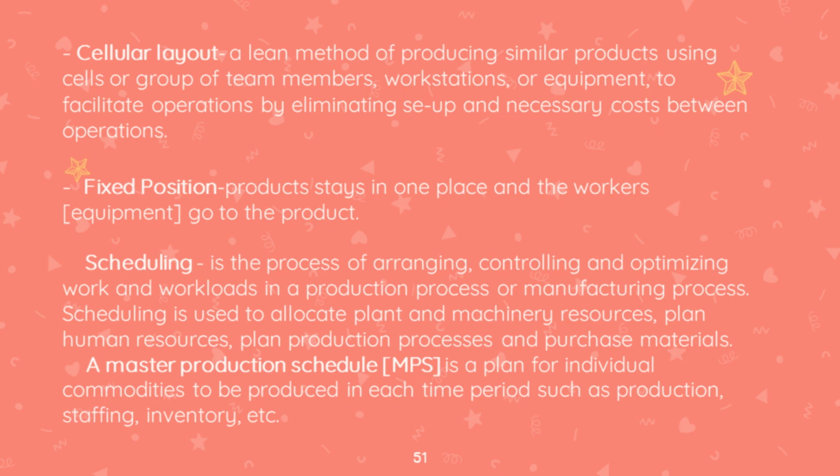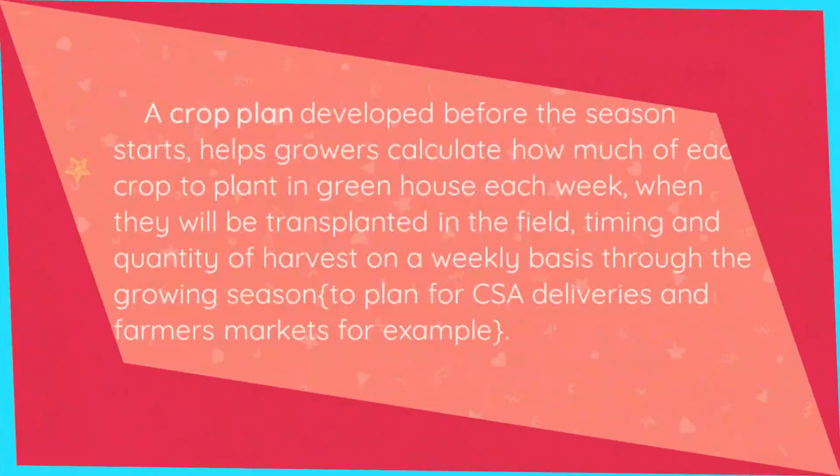Scheduling is the process of arranging, controlling, and optimizing work and workloads in a production process or manufacturing process. Scheduling is used to allocate plant and machinery resources, plan human resources, plan production processes, and purchase materials. A master production schedule or MPS is a plan for individual commodities to be produced in each time period, such as production, staffing, inventory, etc.